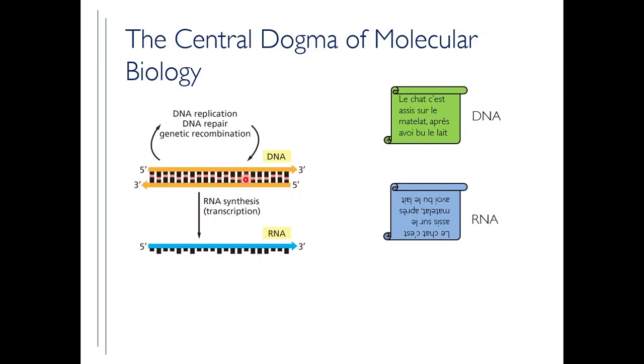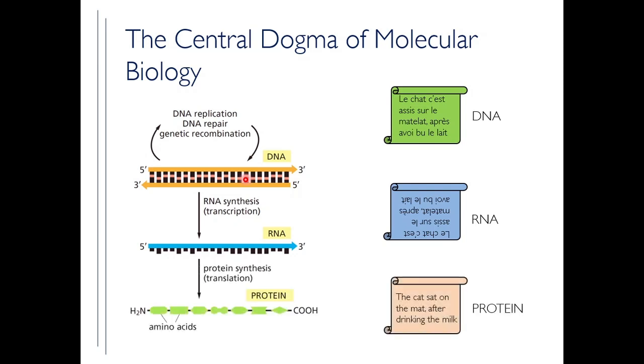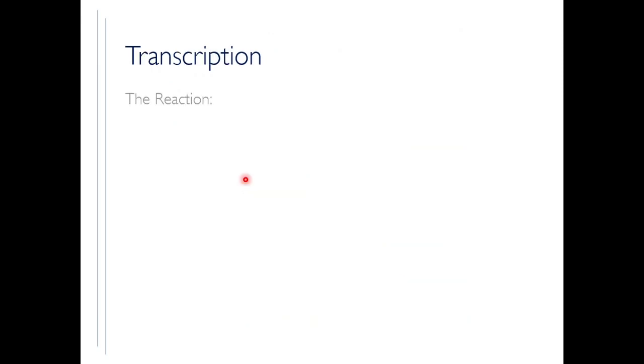Finally, we translate into protein, which then turns that French from the RNA into a language, in this case English, that we can understand. And in terms of the cell, that's amino acids, and obviously linking them into proteins.